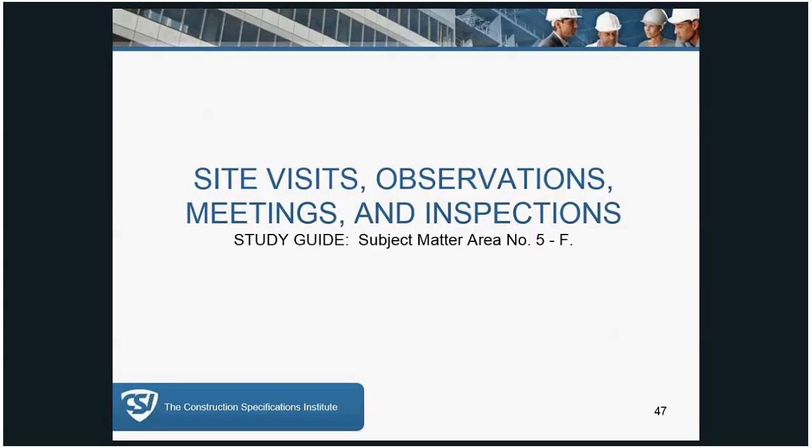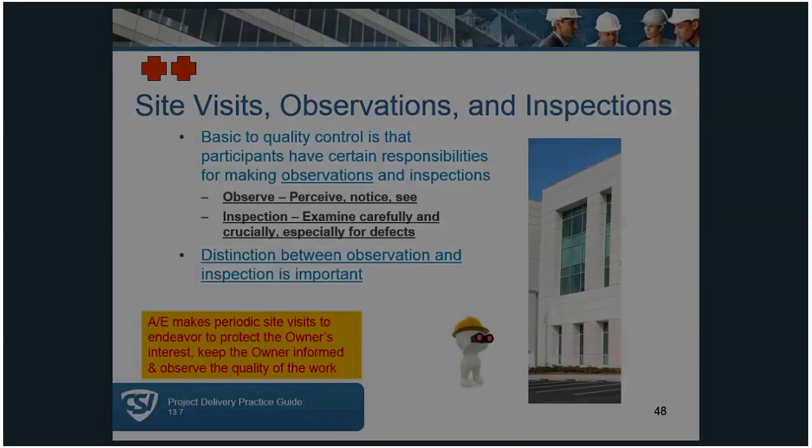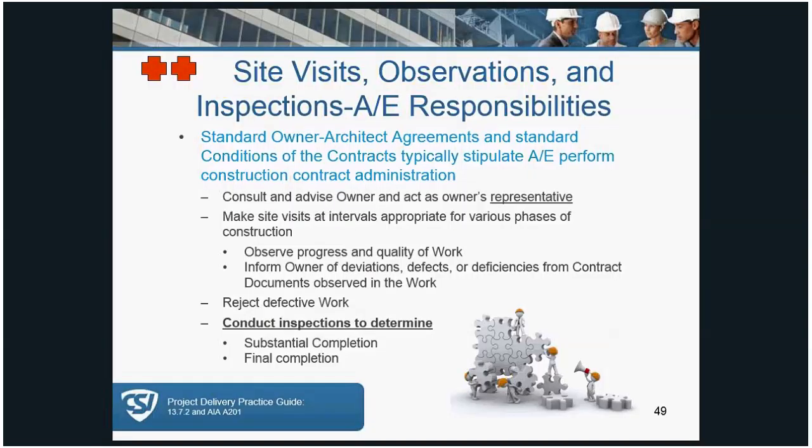Site visits and observations, double plus sign. Make sure you understand the difference between observe and inspect. There are two times that the architect does inspections, and we'll talk about those a little bit later. Again, the AE is going to make periodic site visits to endeavor to protect the owner's interest and keep them informed and observe the quality of work. They're not there to perform the duties and responsibilities of the contractor.